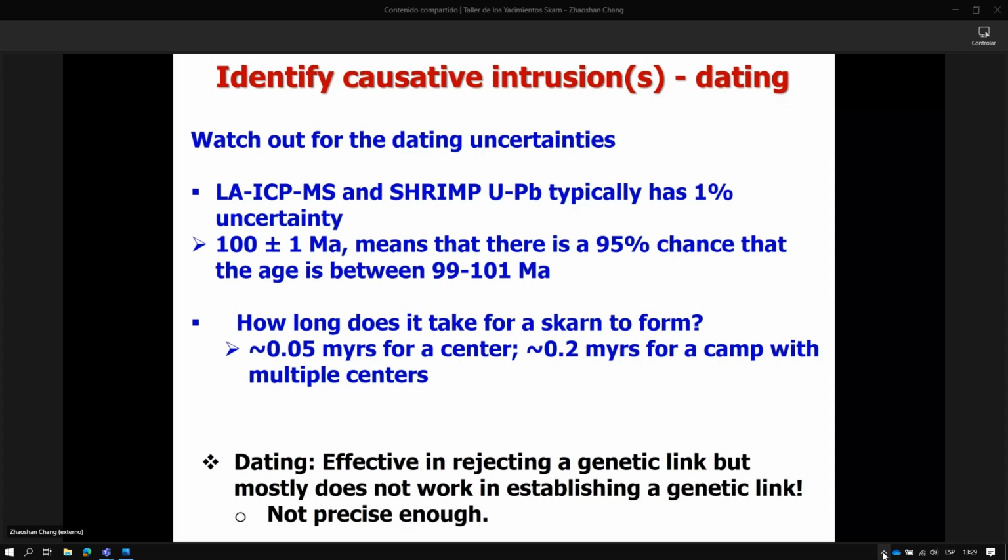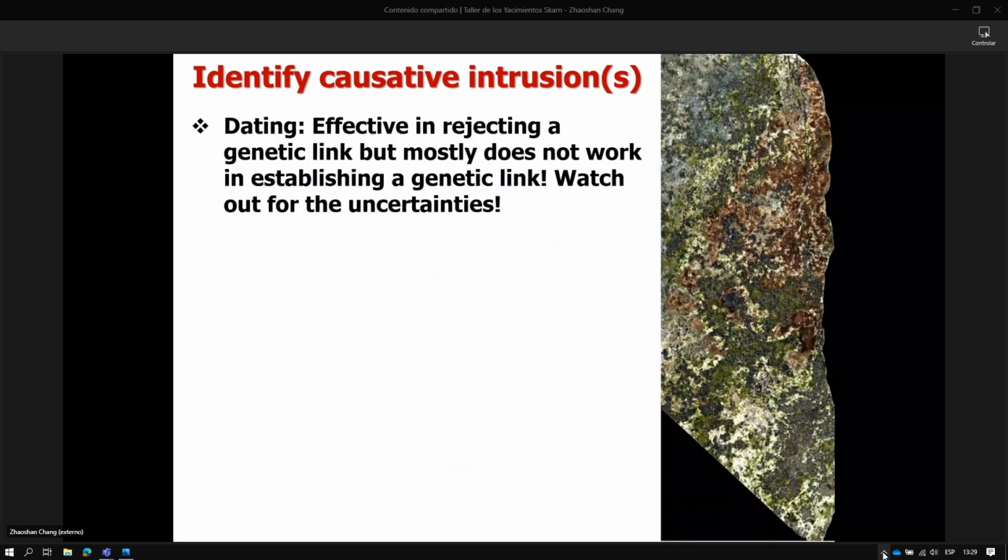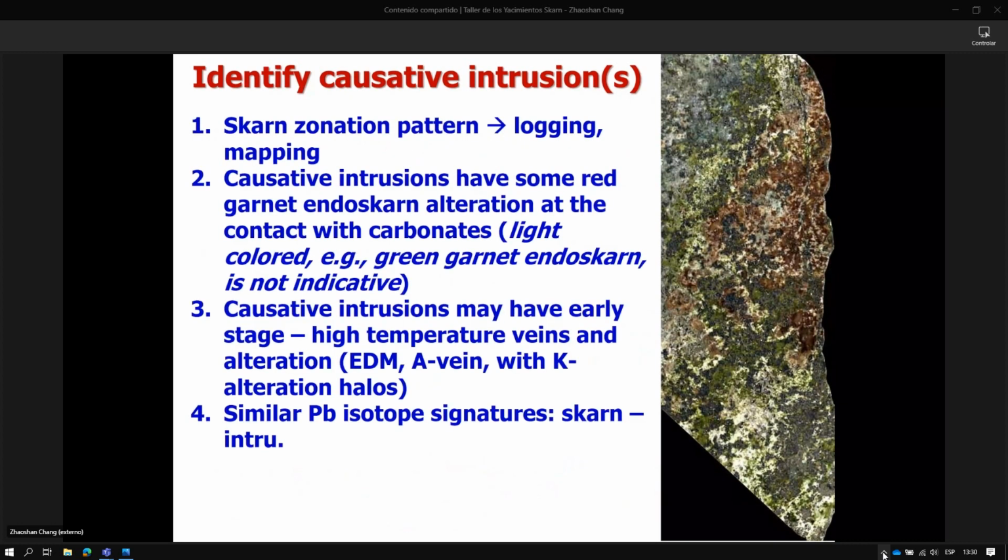Geological observation is still number one. Dating is effective in rejecting a relationship, but mostly does not work in establishing one. So what's the most reliable way of identifying? Number one is zoning patterns. There are multiple zoning patterns; use them with logging and mapping, even a little bit of microprobe, and that's the most reliable.